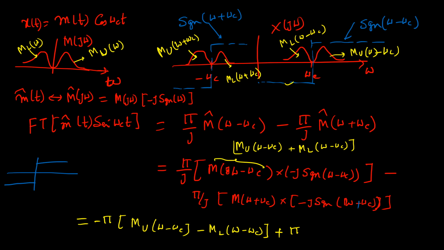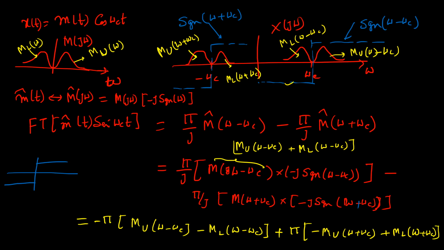And again, in the same way, we can consider. This one is multiplied with 1, and this is multiplied with minus 1. So first I will consider M_u. M_u is minus 1. So this is minus M_u of omega plus omega c, and M_l is multiplied with the plus sign. Right?